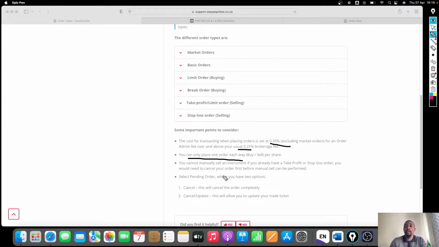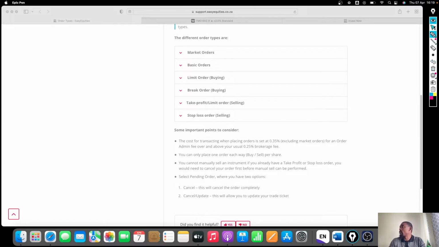Let's say, for example, other people prefer to have two take profits. They buy something at 100, they have a take profit at 110 and another take profit at 120, with half the amount of shares on each. Then you will need to amend that. And make sure that you can also cancel that order completely, or you can update that trade ticket or that order ticket. So these are the things that you can do there.